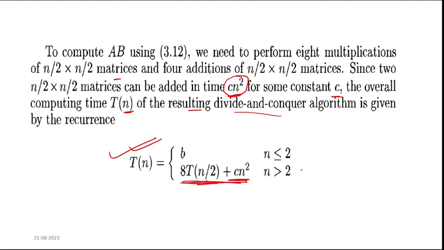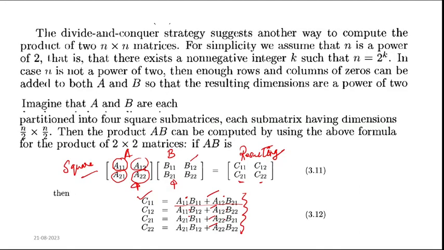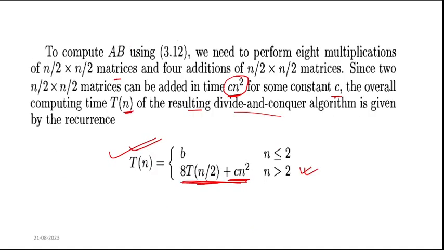What is n here? With two matrices, n is the order of the square matrix. So if n is less than 2, then nothing will happen. Nothing to multiply, one element. Yes or no, friends? Only more than 2 is difficult. So this is how you get it.